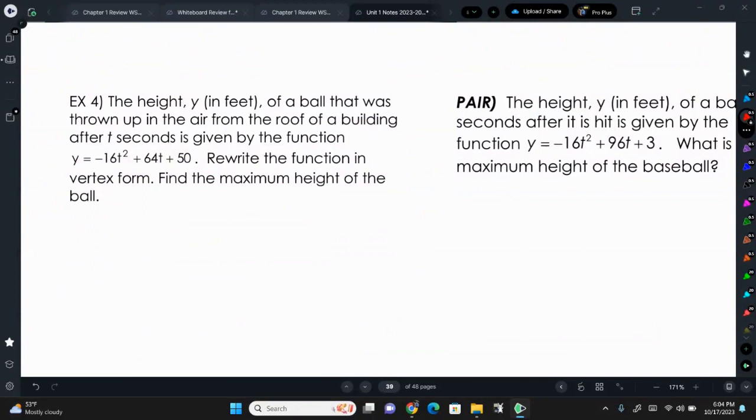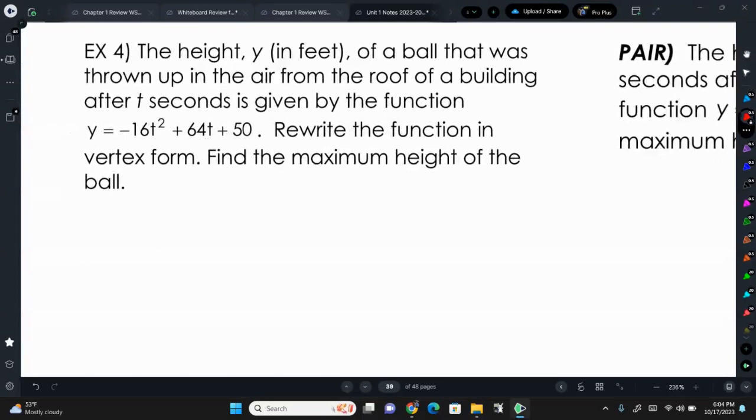All right, example 4, we have the height, y, in feet of a ball that was thrown up in the air from the roof of the building after t seconds is given by that function. Rewrite the function in vertex form, find the maximum height of the ball. So we're going to do this by completing the square.